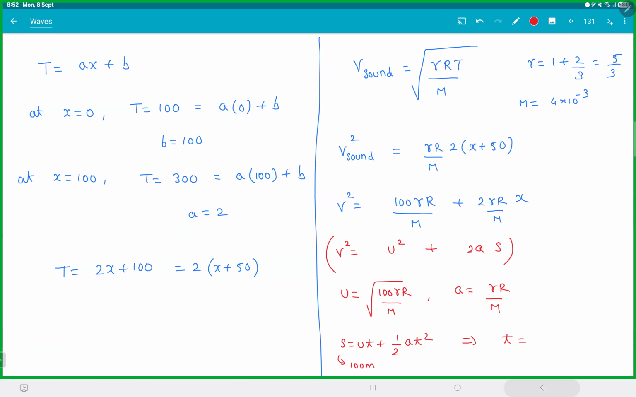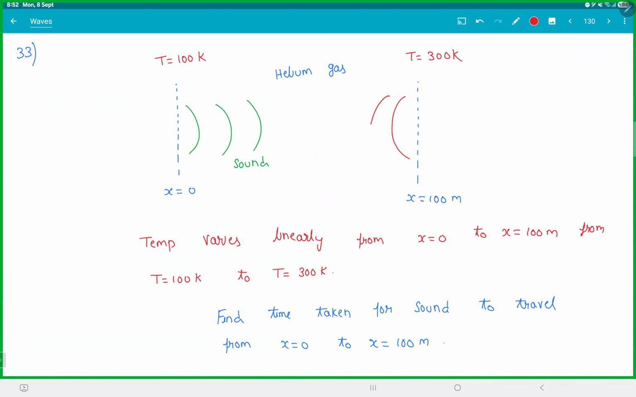A better question would be this. What if I send another sound wave from here? Find the point where the sound waves meet. That would have been interesting. So basically, this guy will decelerate and this guy will accelerate. Can you see some difference?